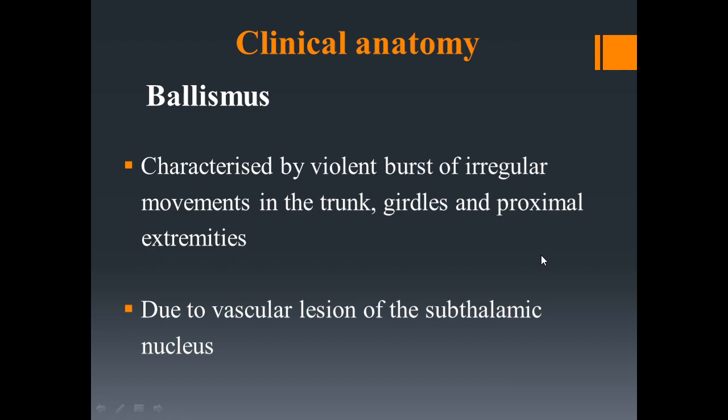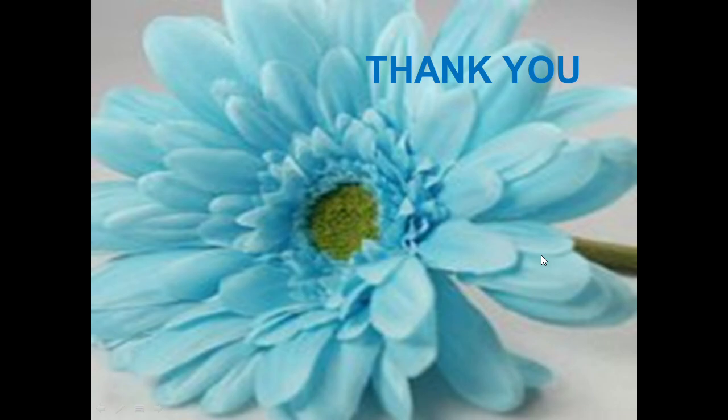Then another condition is called ballismus, and this ballismus is due to the vascular lesion in the subthalamic nucleus, and it is characterized by violent bursts of irregular movements in the trunk, girdles and proximal extremity. So these are a few conditions which are seen due to the dysfunction or derangement of the basal ganglia. We have seen the different parts of the basal ganglia, their connections and the diseases related to it. Thank you.